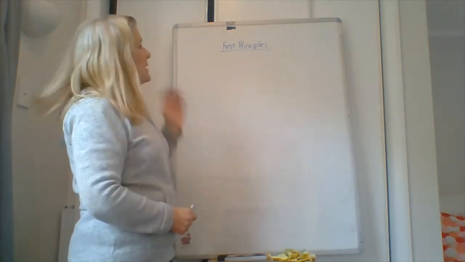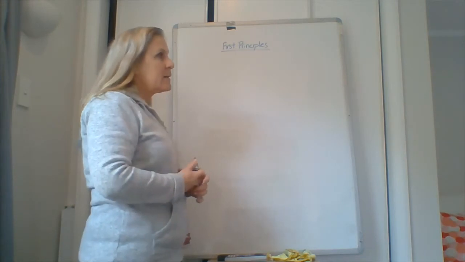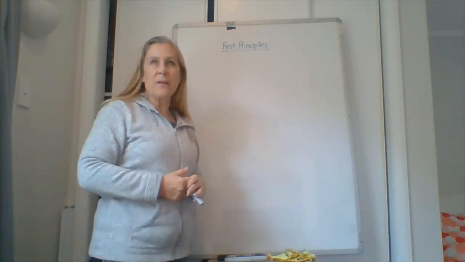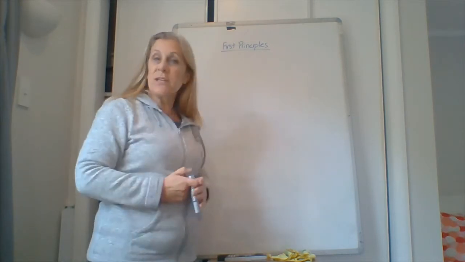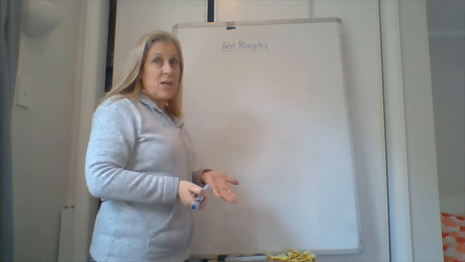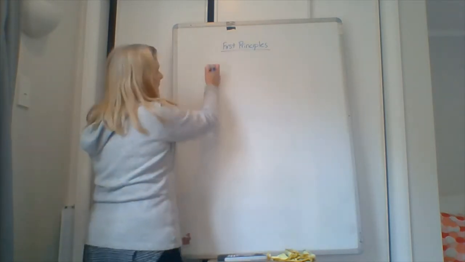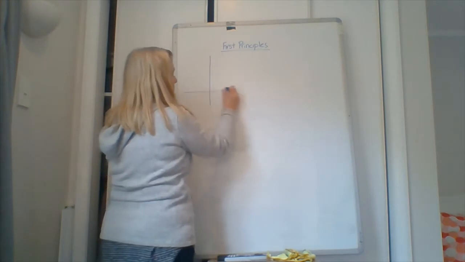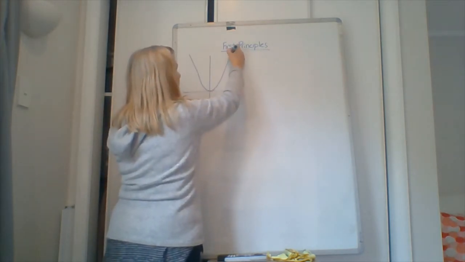Okay, so first principles is the last thing we're going to look at today. This doesn't often come up in the exam because it's quite tricky, but it is a good thing to understand so that you understand where differentiation came from in the first place. So what happens is, let's say we've got the graph of y equals x squared.